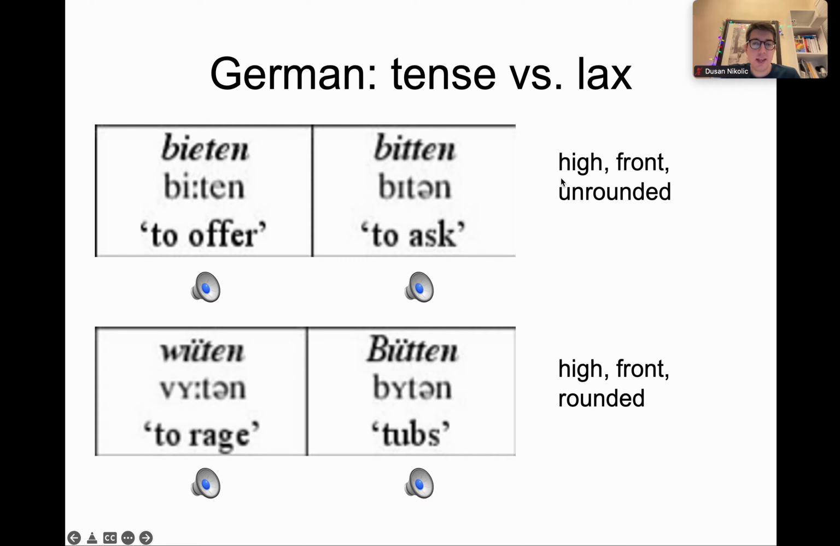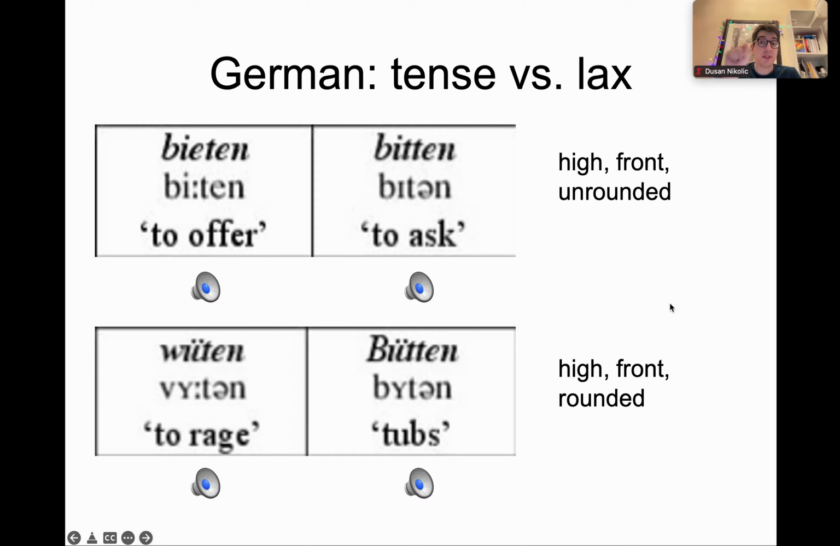Okay, now German has a similar contrast. It has a contrast between tense and lax, and also it has rounded and unrounded vowels. So bieten, beaten, bitten, bitten, right? wüten, wüten, bütten, bitten, right? So this one is quite obvious, right?